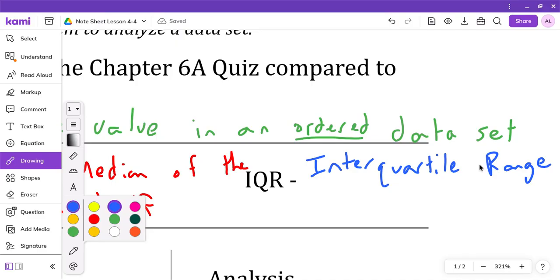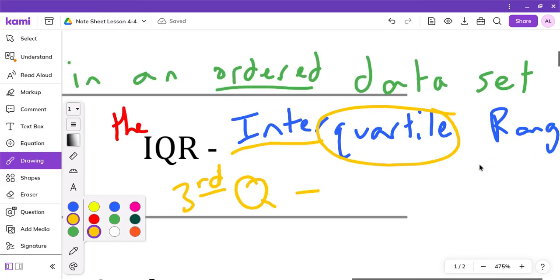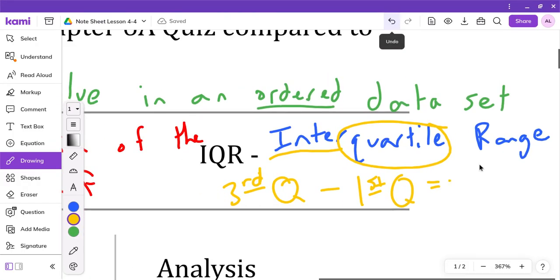So like the range in temperatures, let's say that this morning the temperature is 32. Let's say it goes up to 50 today. Well, the range in temperatures then is 18 degrees, 50 minus 32. The interquartile range is inside the quartiles. In other words, it's the third quartile minus the first quartile. So how far apart are those values? That's the IQR.